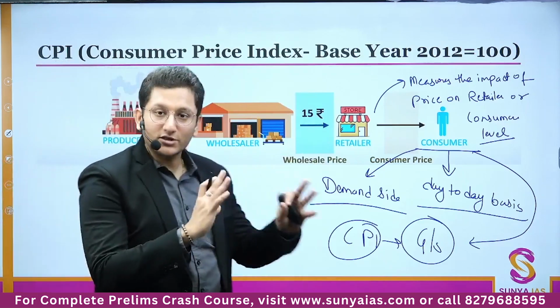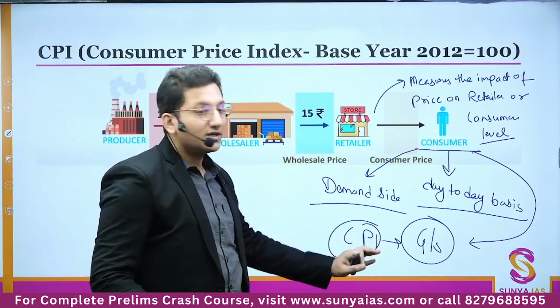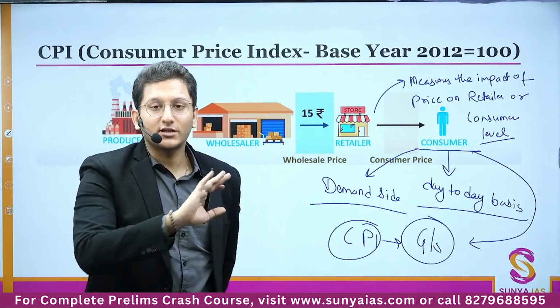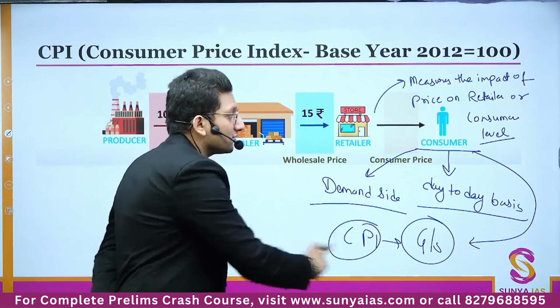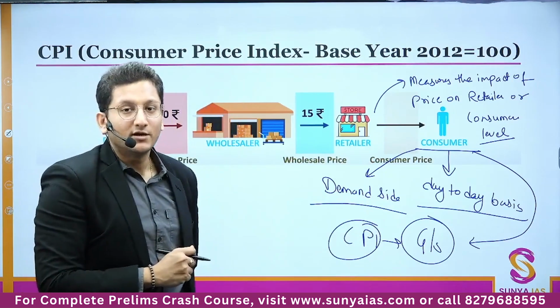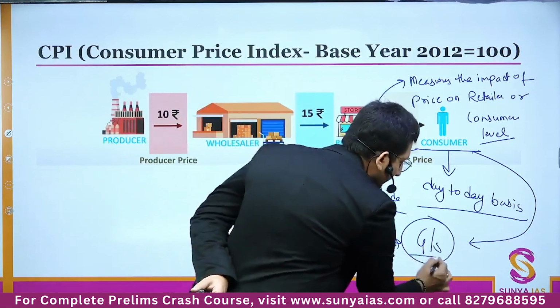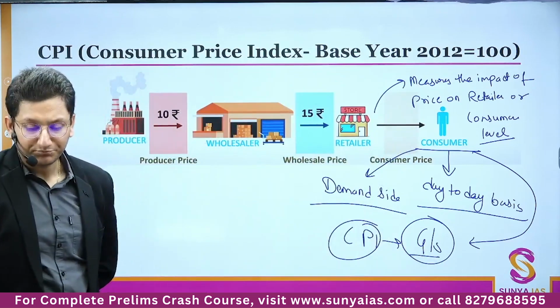I am deriving all this through correlation. There is nothing like you have to memorize. No, there is nothing like memorizing. You just derive all these things through correlation. Okay? So here we have both goods and services.